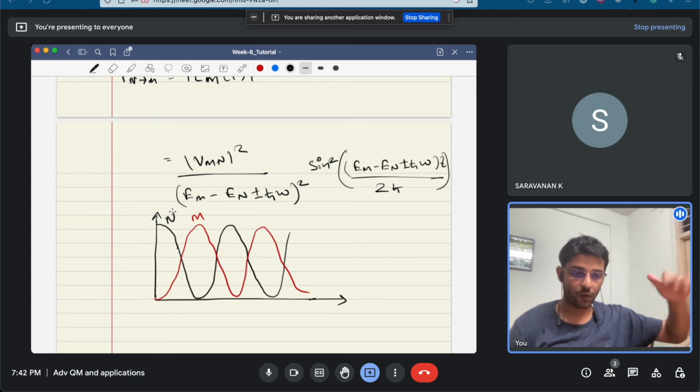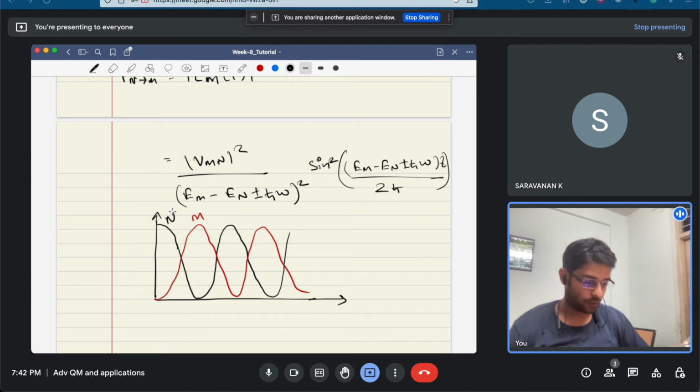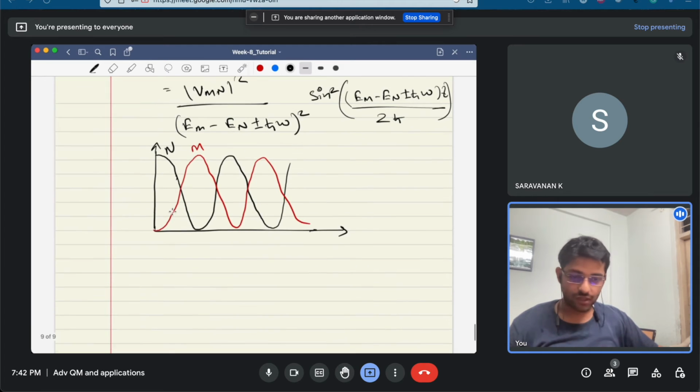So these are sine square, so that's why it cannot go negative. Okay, these are populations. So this is the transition probability.